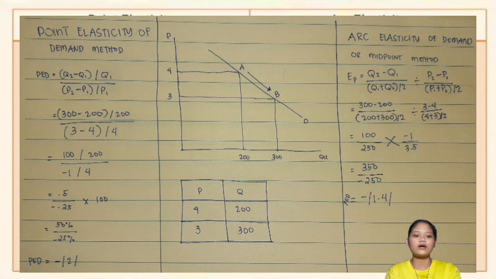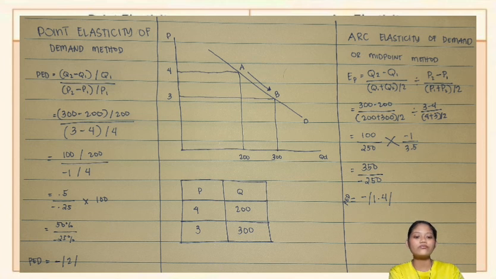Now let's move on to the arc elasticity of demand, or midpoint method. EP is equal to Q2 minus Q1 over Q1 plus Q2 divided by 2, divided by P2 minus P1 over P1 plus P2 divided by 2. Then Q2 is 300 minus Q1, which is 200, over 200 plus 300 divided by 2, divided by 3 minus 4 over 4 plus 3 divided by 2.